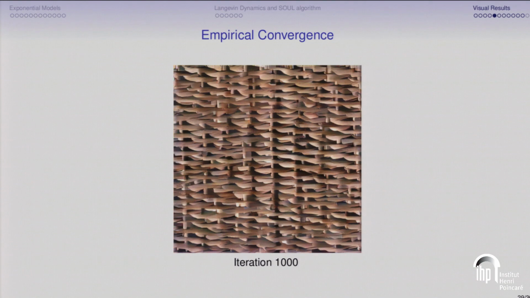Between 1,000 and 2,000, there are some small changes. Of course, there will still be some changes because there is a random Gaussian noise which is added in all the Langevin steps, but the step size decreases. So the added noise component will be smaller and smaller.